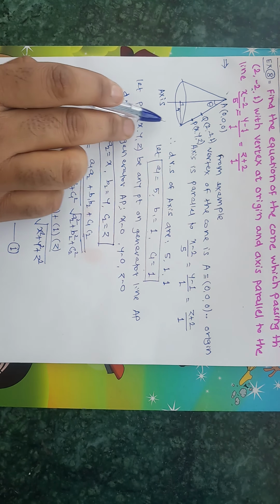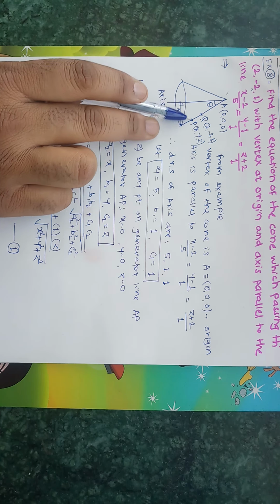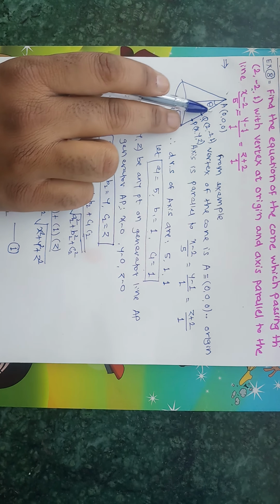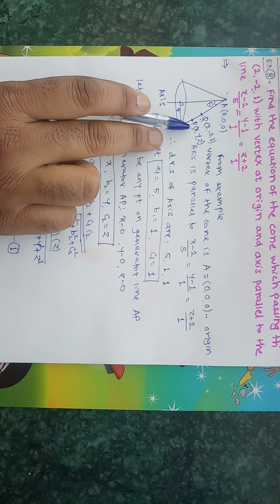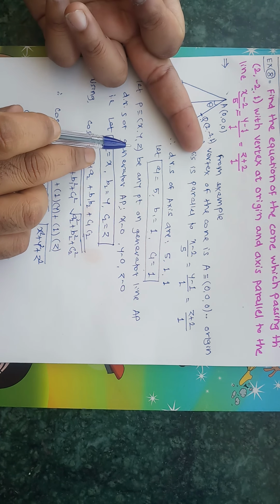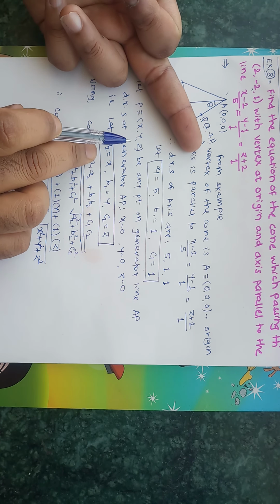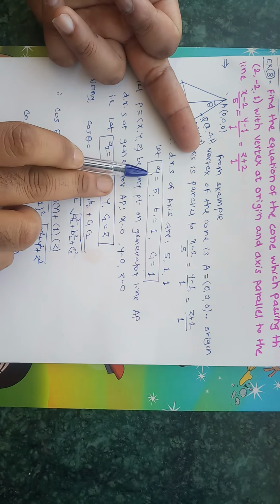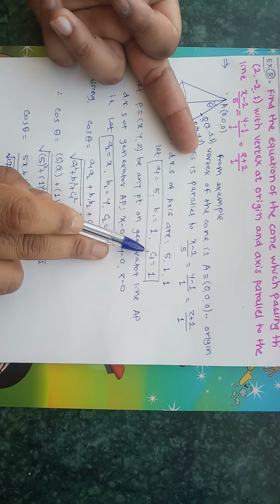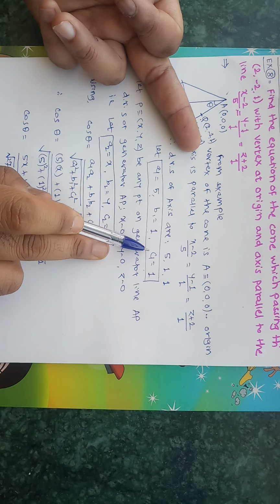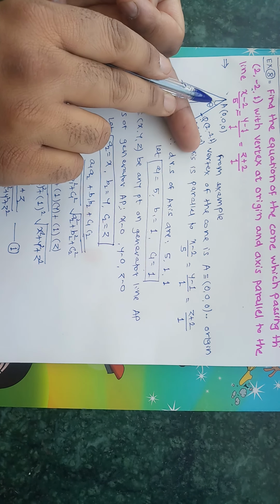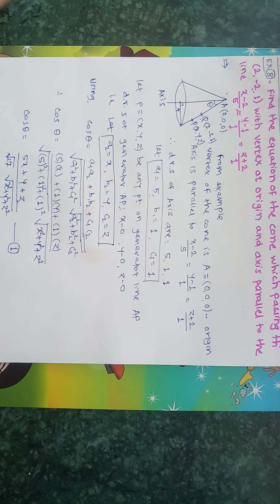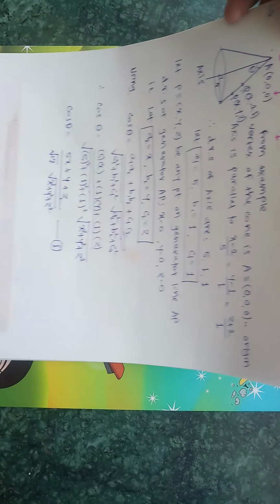Remember, as AP is a generator line, Q is also on the generator line. That means AQ is also a generator line, right? So instead of P, now we have to suppose Q is a point on the generator line. Similar to AP, we have to find the DRS of generator AQ. The DRS of the axis, a1, b1, c1, is the same, no change. But the DRS of the generator now changes, a2, b2, c2. So to find the DRS of generator line AQ, we have to suppose Q is a point on the generator line.